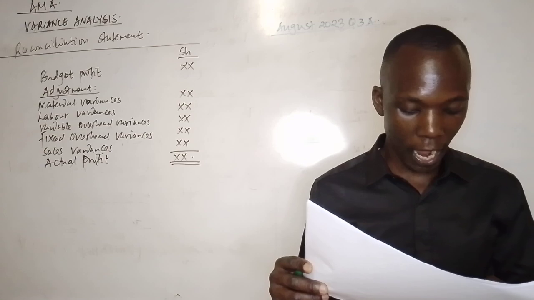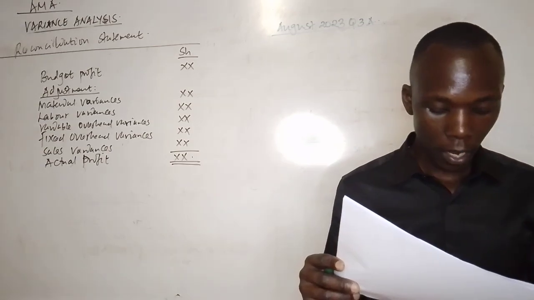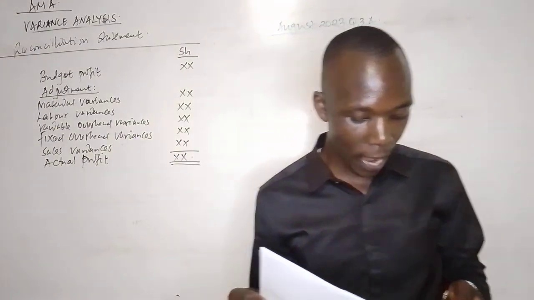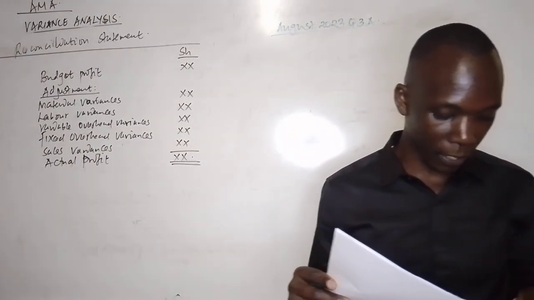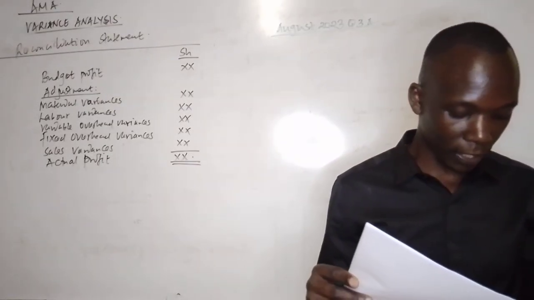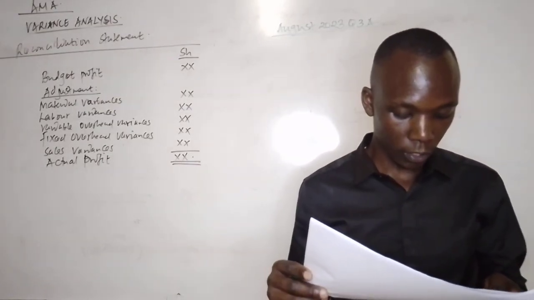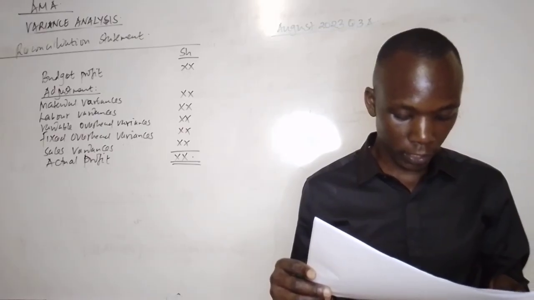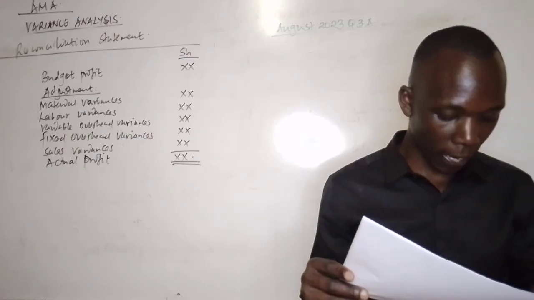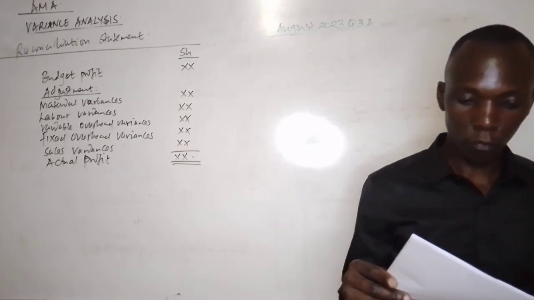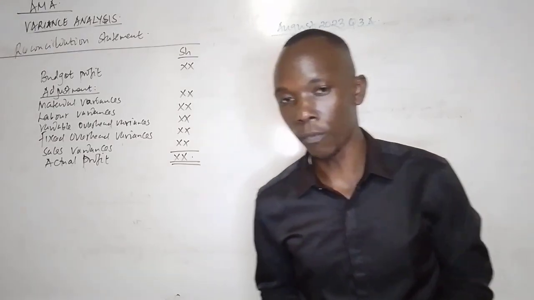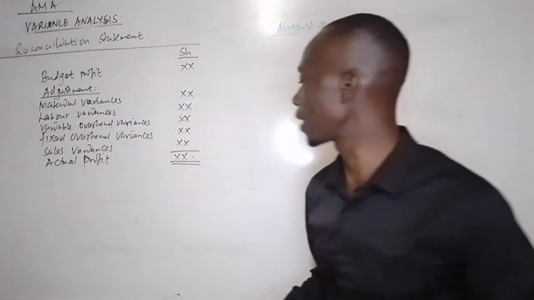Fixed overhead incurred is 1,160,000. So required: Roman 1, a budgeted profit statement. Roman 2, actual profit statement. Roman 3, a reconciliation statement of actual profit and budgeted profit, showing our planning and operating variances. Showing our planning and operating what? Variances.